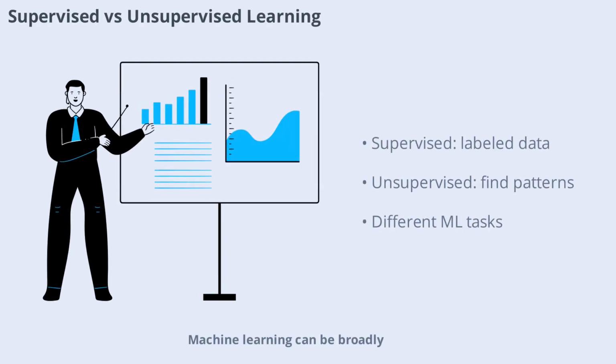Machine learning can be broadly categorized into supervised and unsupervised learning. In supervised learning, models are trained on labeled data, meaning the correct answers are provided during training.